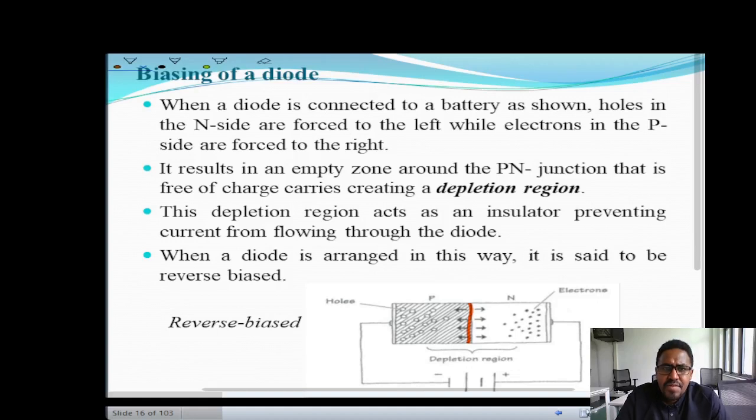Okay, in the previous video we have seen the formation of a p-n junction diode, or how to form a diode. Now we see how a diode works, or biasing of a diode. Biasing is the application of DC voltage to a diode to make it either conduct or block a current.